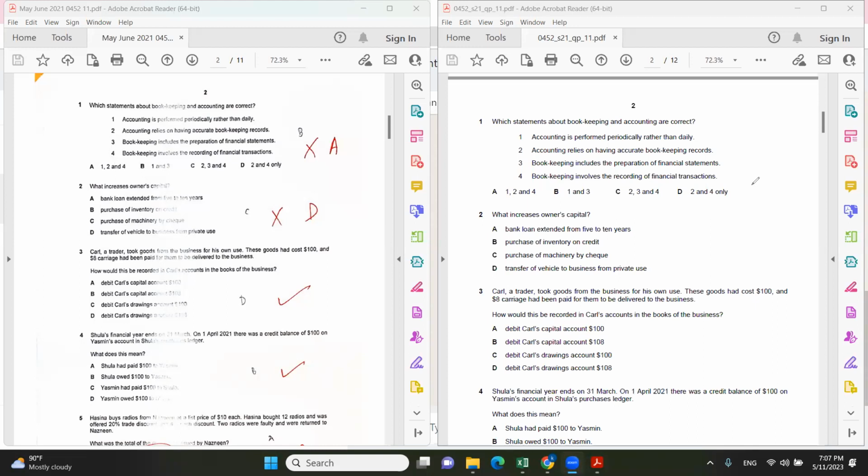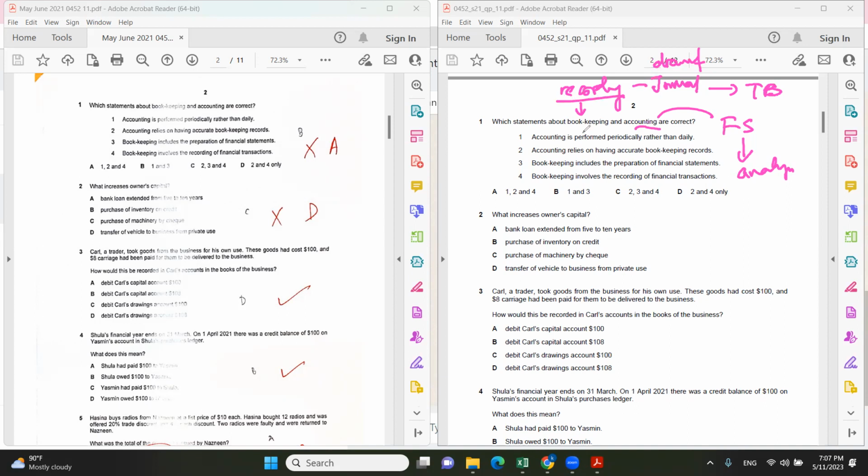Let's see. Which statement about bookkeeping and accounting is correct? Okay, the keyword for bookkeeping must be recording. Bookkeeping starts from the journal, the business documents, and then goes up to the trial balance. The rest will be under accounting. Accounting basically uses the bookkeeping information to prepare the financial statements. After preparing the financial statements, they have to analyze, they have to monitor, and they have to make decisions for the boss.